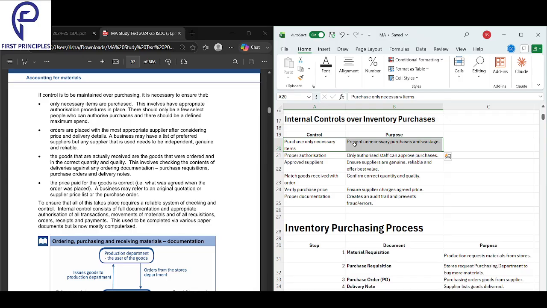So these are the importance of controls. Firstly, purchase only the items that are necessary. Have proper authorization. Buy from approved suppliers. Confirm the correct quantity and quality. Verify the purchase price. Ensure the supplier charges the agreed price, not extra. Proper documentation: create an audit trail and prevent fraud and errors.